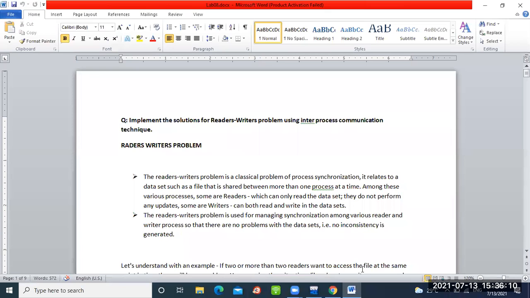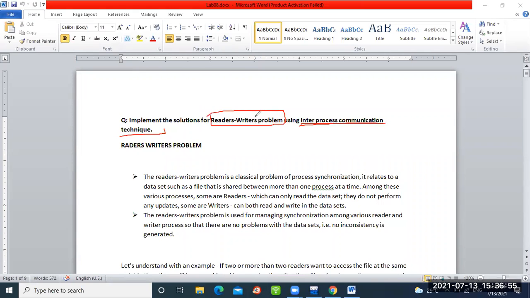This is the name of the experiment today. What we are going to perform today is to implement, using C programming, the solution for the readers-writers problem using inter-process communication. In the previous lab we solved one synchronization problem, the multi-process synchronization problem called producer-consumer. This is the second type of multi-process synchronization problem, which is called the reader-writer problem.